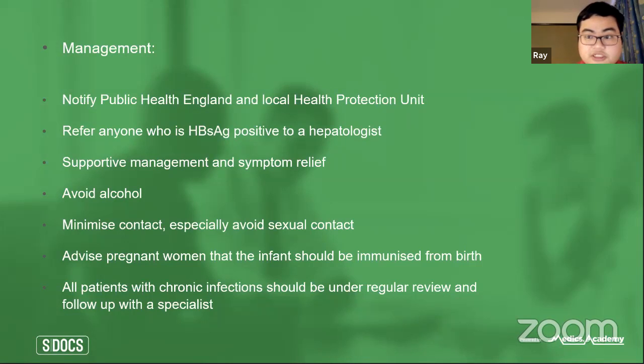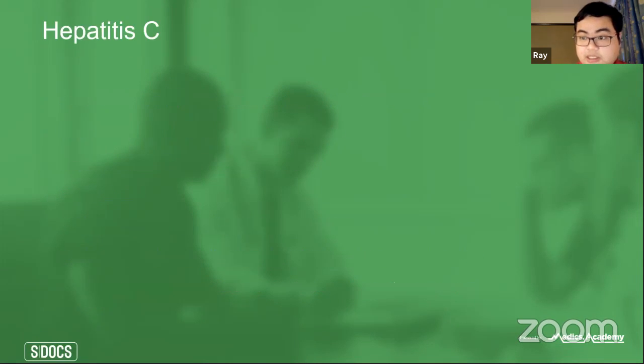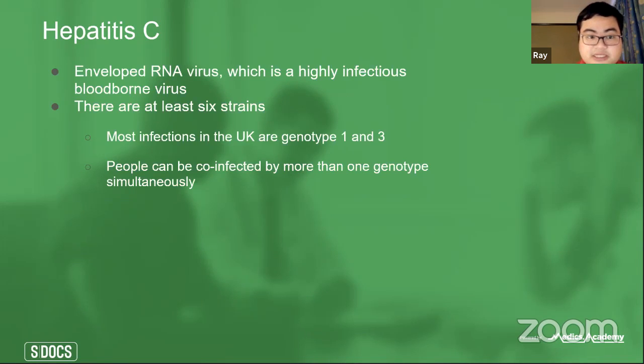All right, so that's hepatitis B. Now, moving along the alphabet, we have hepatitis C. Hepatitis C is a different virus, which is an enveloped RNA virus and is extremely infectious, okay? It is a blood-borne virus that has at least 6 strains. We're more interested in genotypes 1 and 3 because those 2 types are the most common types that infect humans in the UK. But you can obviously be infected by more than 1 genotype at the same time.